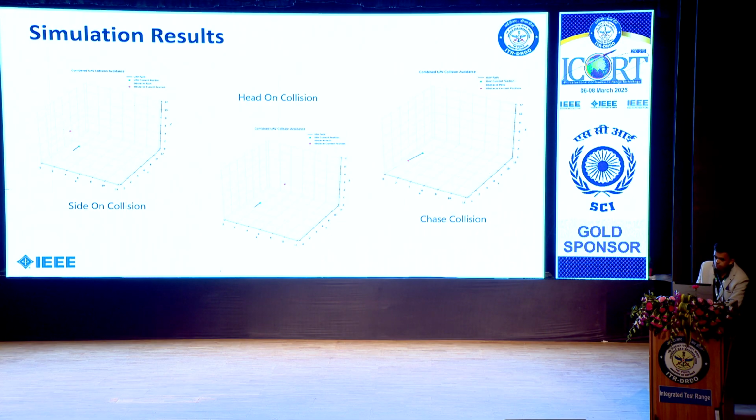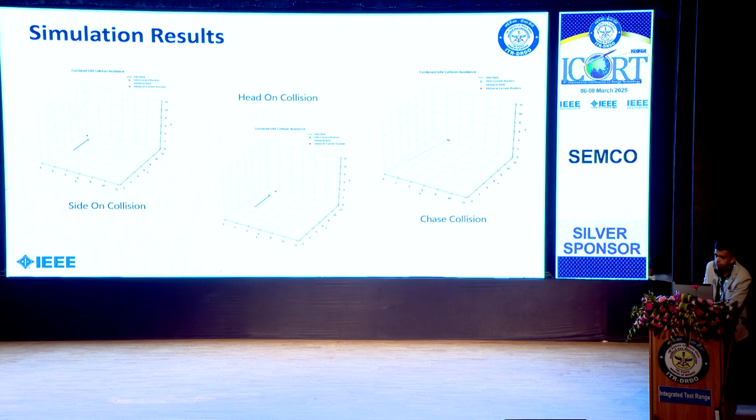So here we can see the simulation results which we have conducted for different scenarios of collision. The first one is a side-on collision, where the UAV changes its course, goes downwards and then resumes its path. Similarly, for the head-on collision, it moves in a perpendicular direction. And in the chasing collision, where the obstacle is chasing the UAV from behind, it diverts its course to a random direction perpendicular to its path and then reroutes itself to the original path.